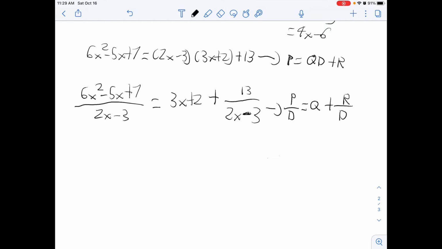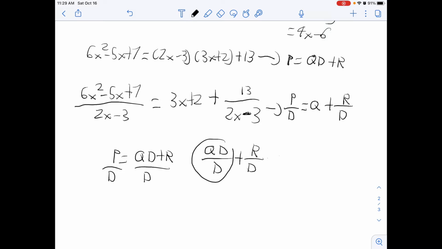I just want to show you how these formulas are equal to each other. So P equals QD plus R, and we're dividing both sides by D, like this. This is really the same as Q times D over D plus R over D. We can see here that there's D on the top and bottom, so this cancels out, and then we're left with Q plus R over D.